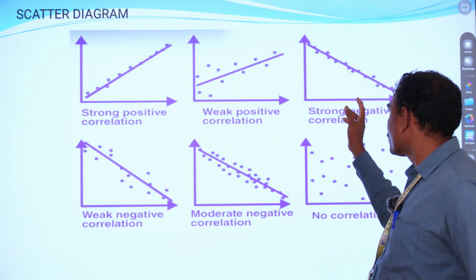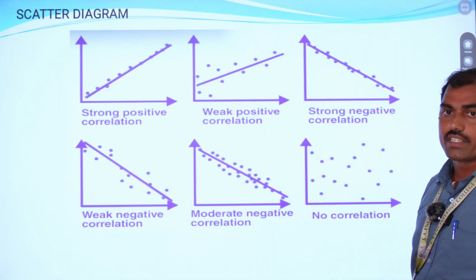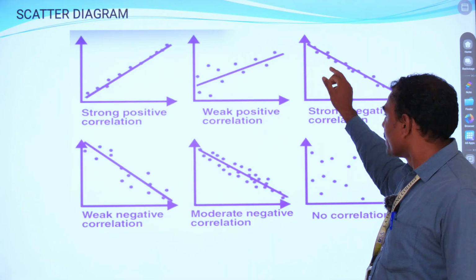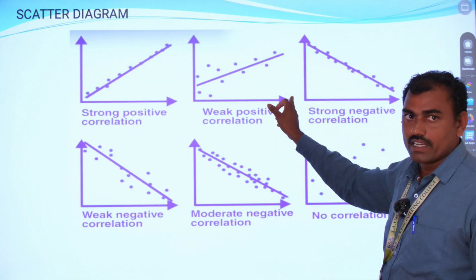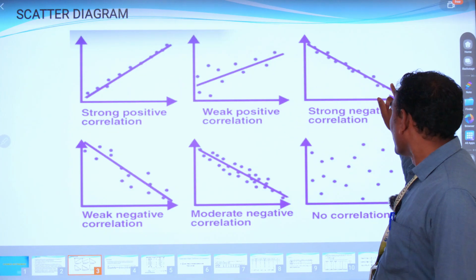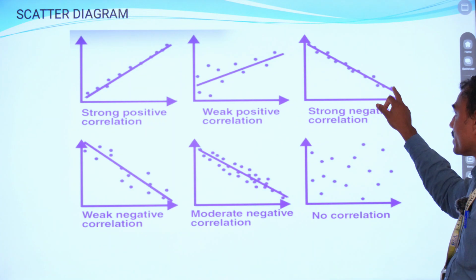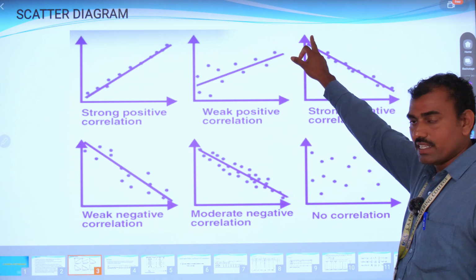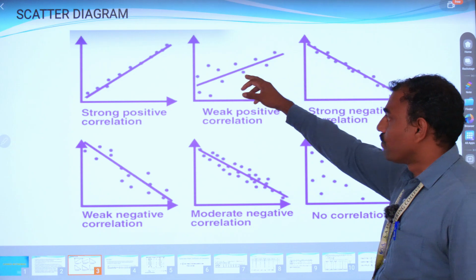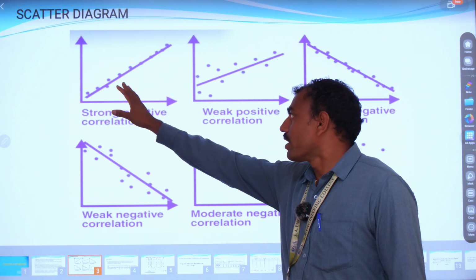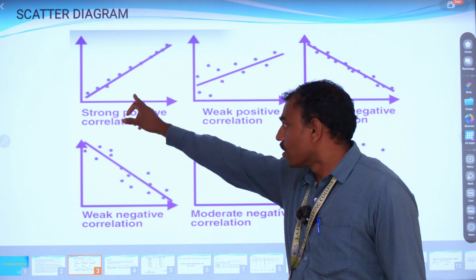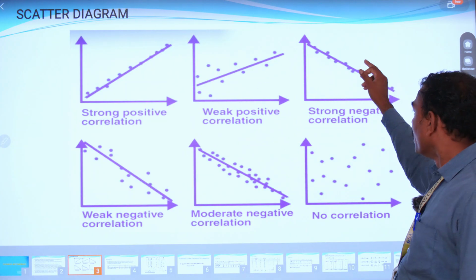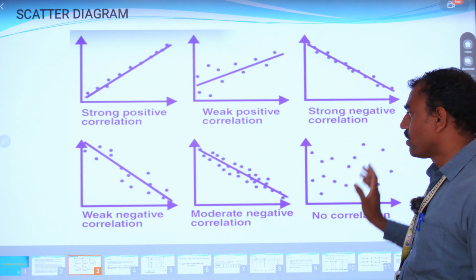The next one is the strong negative correlation. Strong negative correlation means as x increases, y decreases. Here y increases, x decreases. So the first one is where both variables increase, the strong positive correlation. The third one is the strong negative correlation.